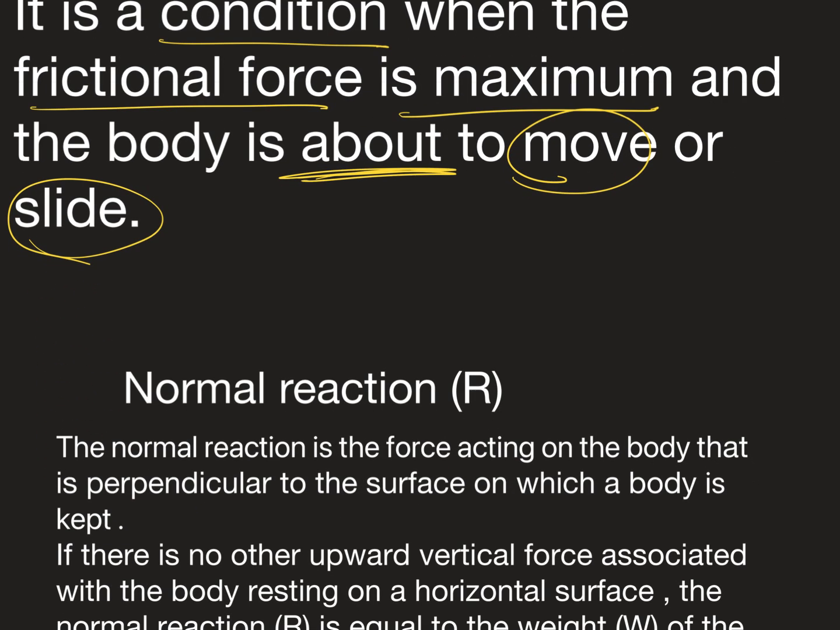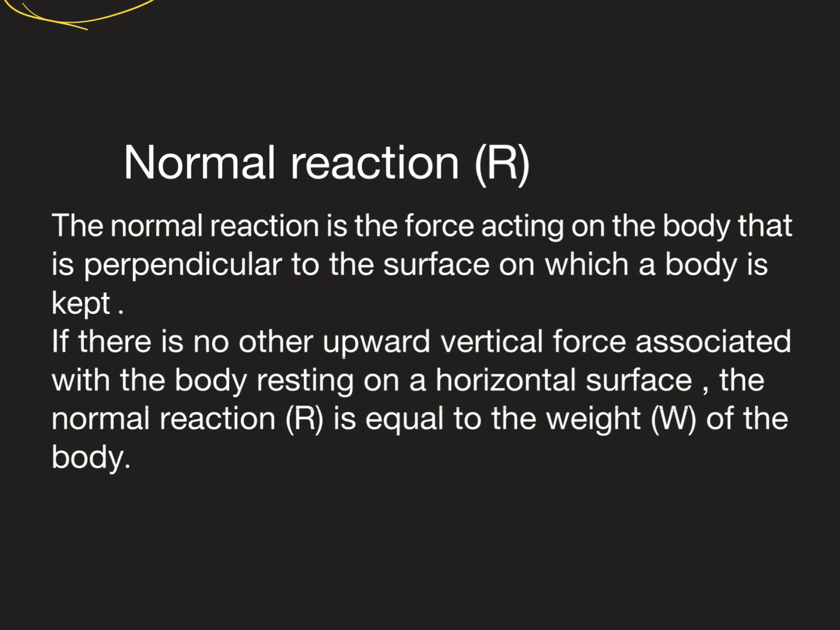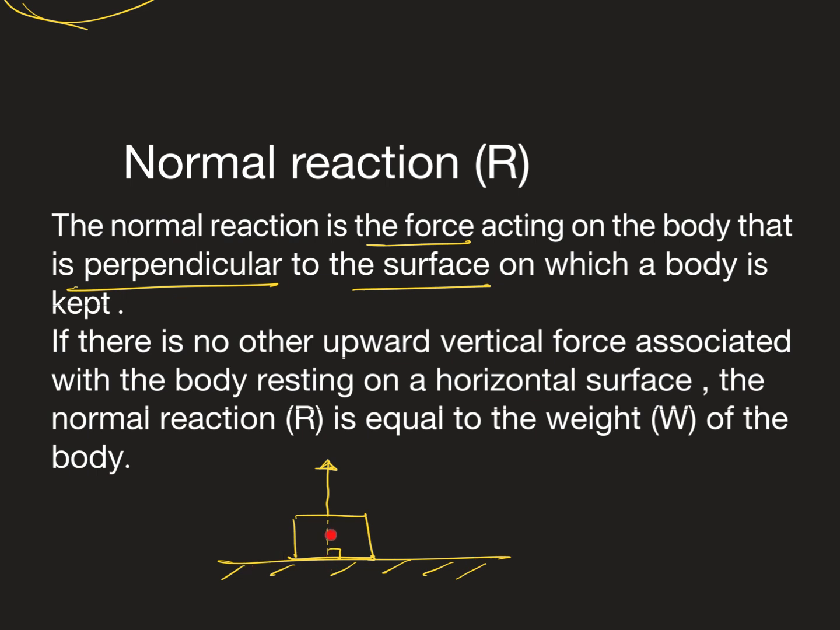All right. Now we move on to define what we call normal reaction. Normal reaction is the force acting on the body that is perpendicular to the surface on which a body is kept. Roughly, if I have a diagram, let's say this is an object that is resting on a horizontal surface, the force that will come perpendicular, meaning 90 degrees to the surface, okay, this is the surface. The force that will come 90 degrees to the surface is what we call the normal reaction.